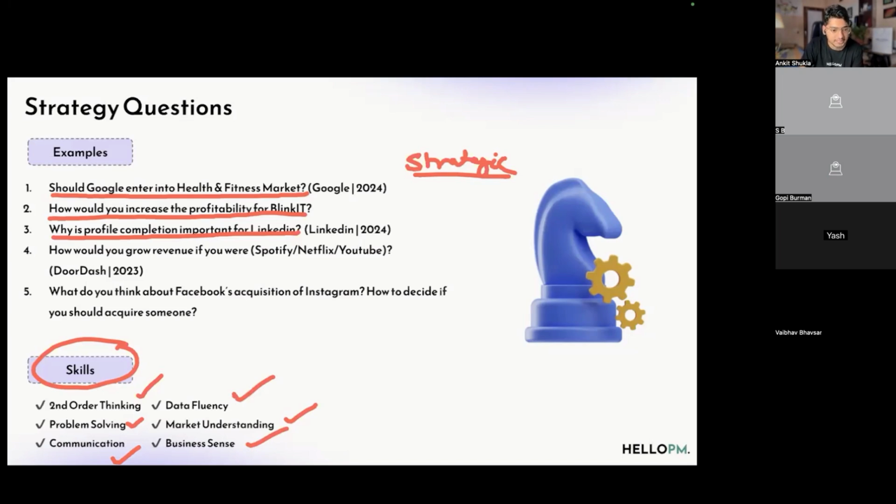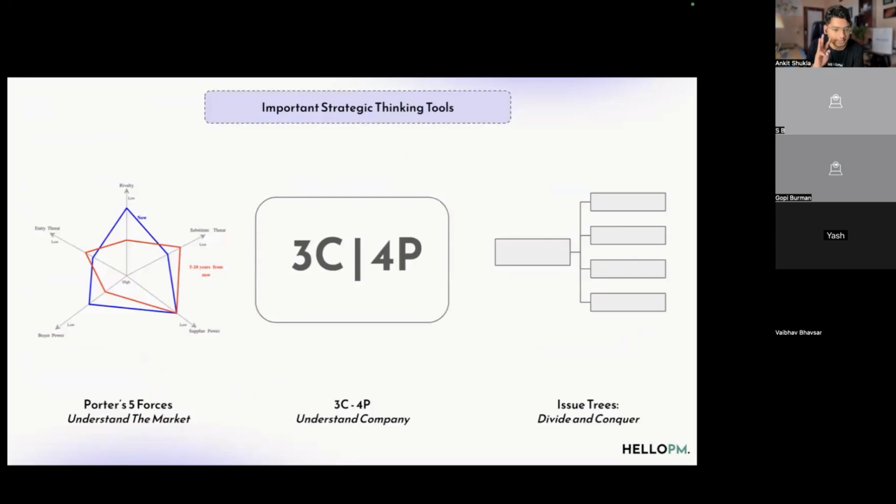For all the leadership, strategy, and senior product management interviews, these questions are very, very good. And here also, my suggestion is that you learn three things. Second order thinking means, are you able to think about the long term or not? If you launch a feature, you know the immediate metrics, but what is going to happen in the long run?